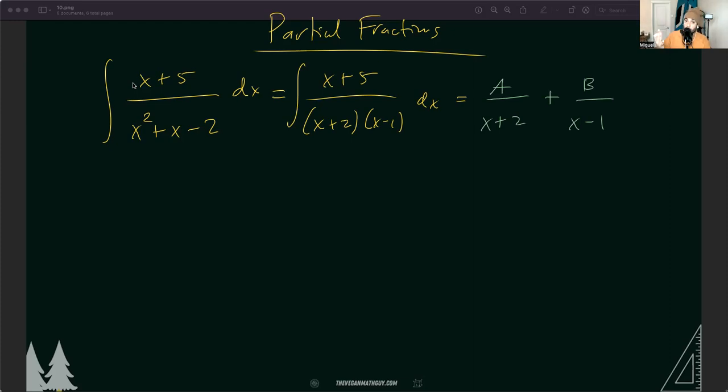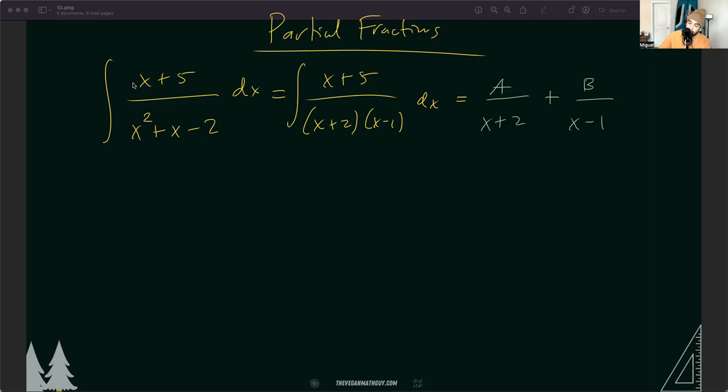Now, the rule here is that the top has to be 1 degree less than the bottom. So since x plus 2 has degree 1, the numerator in this case has to be degree 0. So it's just going to be a constant. If it was a quadratic, for example, if the denominator was x squared plus 1, then in the top we would have to include an ax plus b. So again, it has to be 1 degree less than what it was on the bottom. Partial fractions, there are so many things that we can dive into, but this is just a surface level example of what you can do when you have these types of problems.